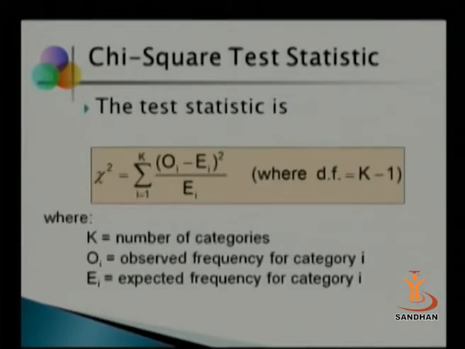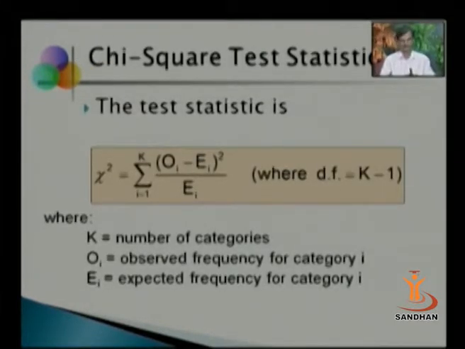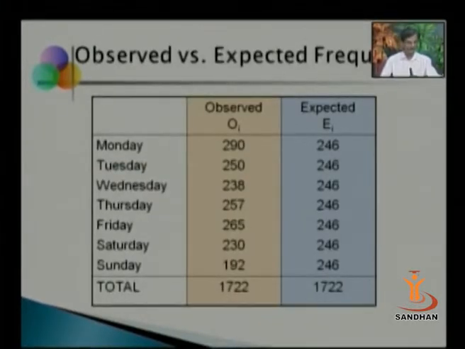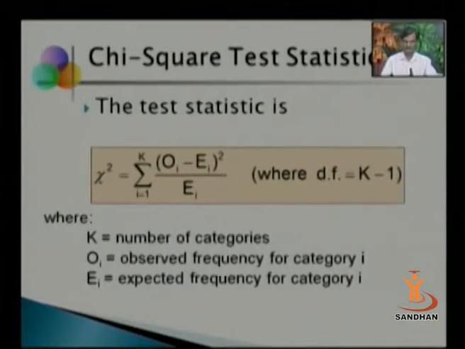For testing the hypothesis, the chi-square test statistic is chi-square equal to the summation from i equals 1 to k of (Oi minus Ei) whole square upon Ei. Here k is the number of categories, Oi is the observed frequency for the ith category, Ei is the expected frequency for the ith category, and for this chi-square test statistic the degrees of freedom is k minus 1. By using this observed and expected data, Oi and Ei, one can calculate this test statistic.